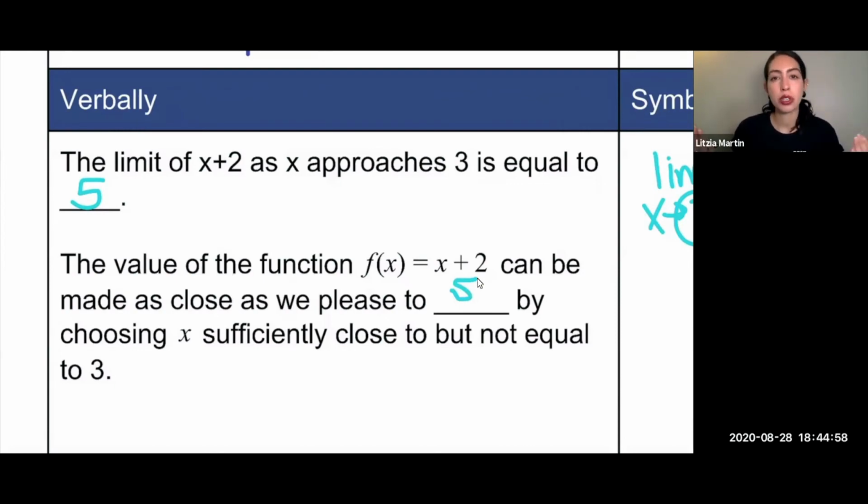So technically when we're talking about limits, we're just making assumptions about everything that is close to that value, but not necessarily what's going on at 3, right? Because there could be a point at 3, there could be a hole, we don't know. We're just looking at what is going on as we're approaching it.